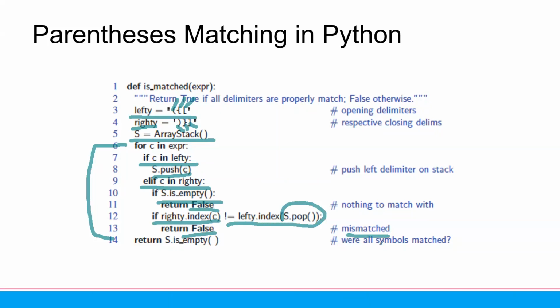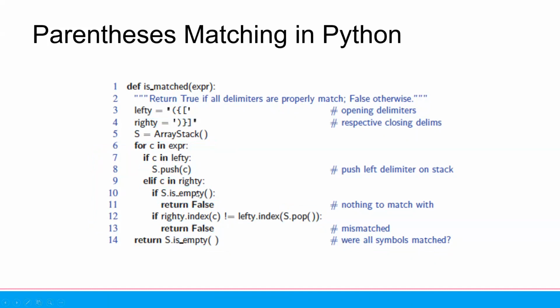So if all symbols match, then you will check: if the stack is empty, then it is true. If it is not empty, then of course it is false. Okay, so this is very short code to do parenthesis matching.